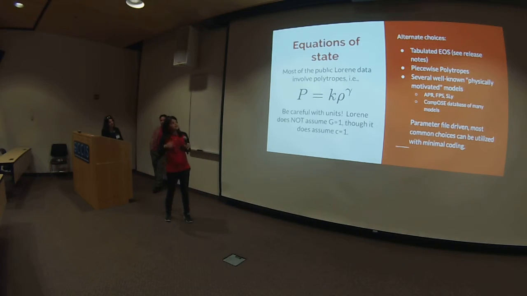Or there is another way of doing the equation of state, by assuming that the neutron star is a piecewise polytrope. There are several well-known physically motivated models for many equations of state. We have tried APR, FPS, and SLy. There's a link to a paper which gives the information needed to code different equations of state in Lorene. It is parameter file driven, and most common choices can be utilized with minimal coding.